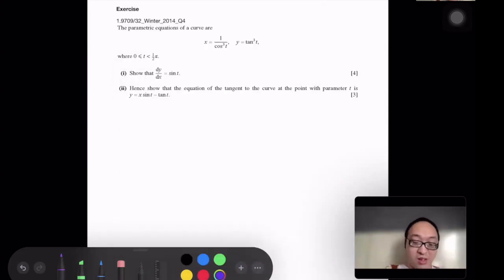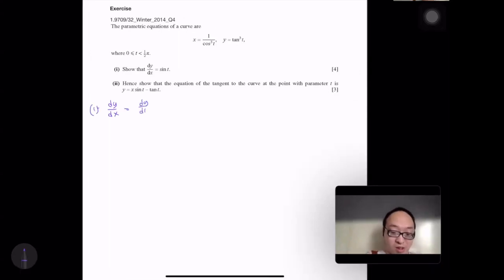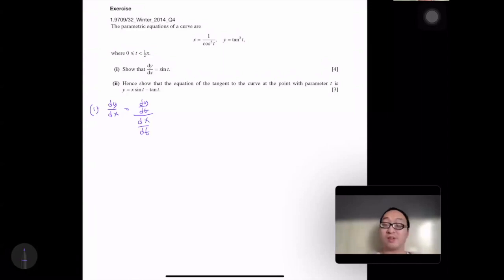To find the dy/dx of the parametric equation, we have to use dy/dt divided by dx/dt. That's why we have to find the derivative of x and y with respect to t. First, we can find the x first, yeah? x equals 2, we can rewrite this as cos negative 3t.